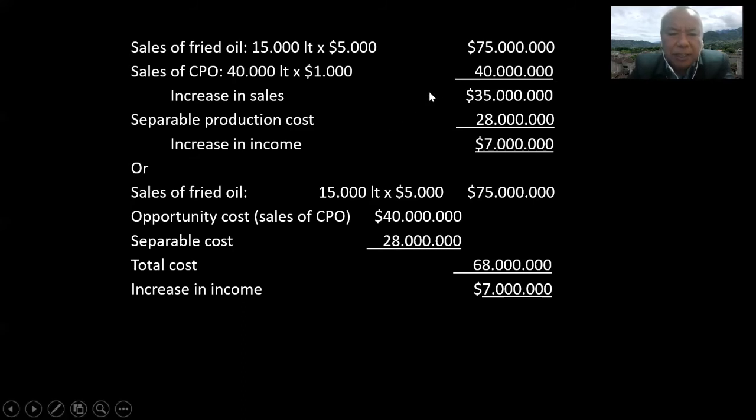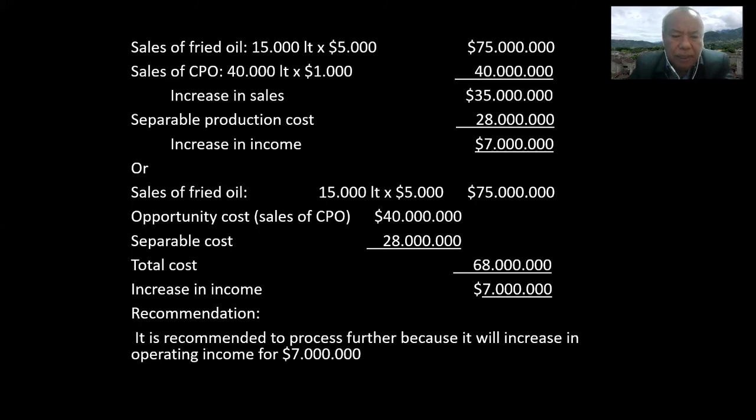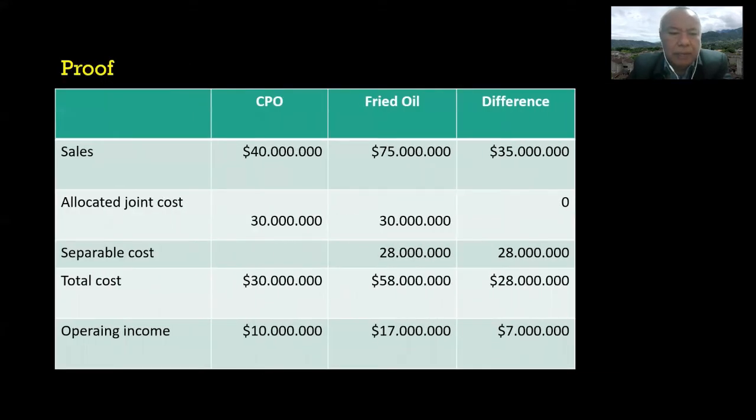As long as the additional revenue is greater than the additional costs, it will be recommended to process further. So in this case, our recommendation is to process further, because it will increase our operating income by 7 million. So we can make a proof.